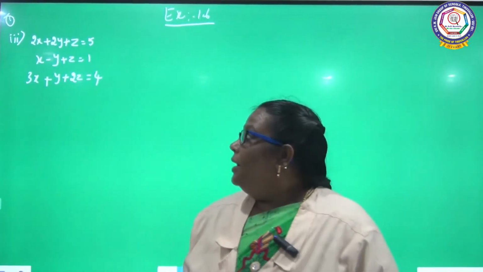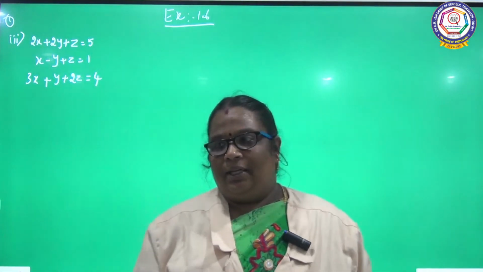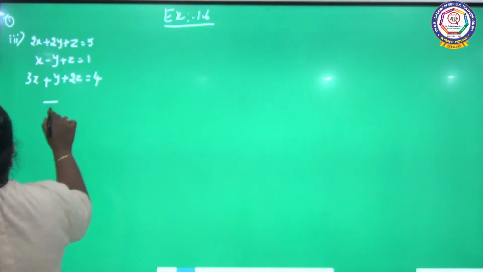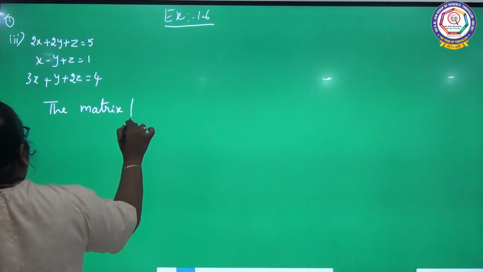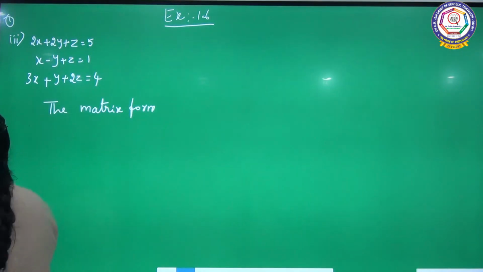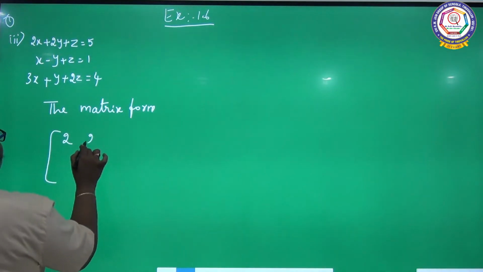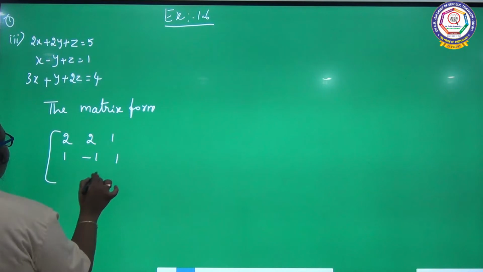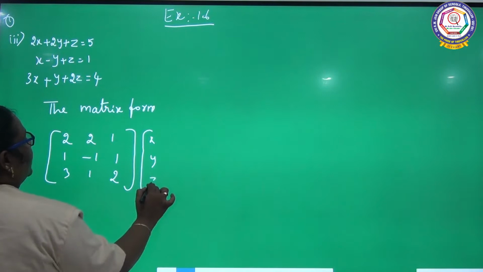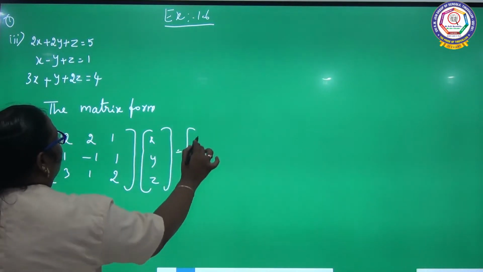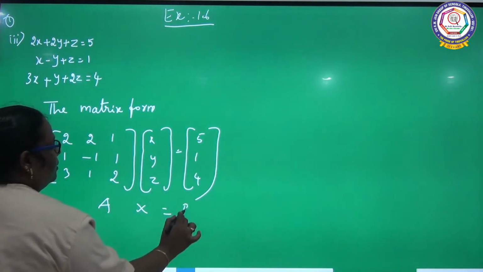Exercise 1.6, first Roman letter, third sum. See the third Roman letter sum. Write it in matrix form first. The same way we proceeded in the previous sum, we are going to proceed with this sum also. So the matrix form is [2, 2, 1; 1, -1, 1; 3, 1, 2] into [x, y, z] equal to [5, 1, 4]. AX equals B.